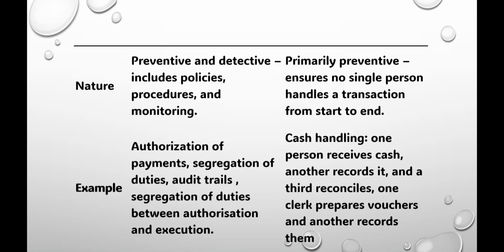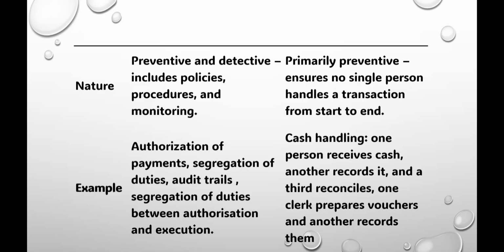Examples: authorization of payment and segregation of duties. These are the work of internal control. Audit trails, how the audit is being done. Segregation of duties between authorization and execution: the person who is doing the work should be different from the person who is authorized to see how the work is being done.